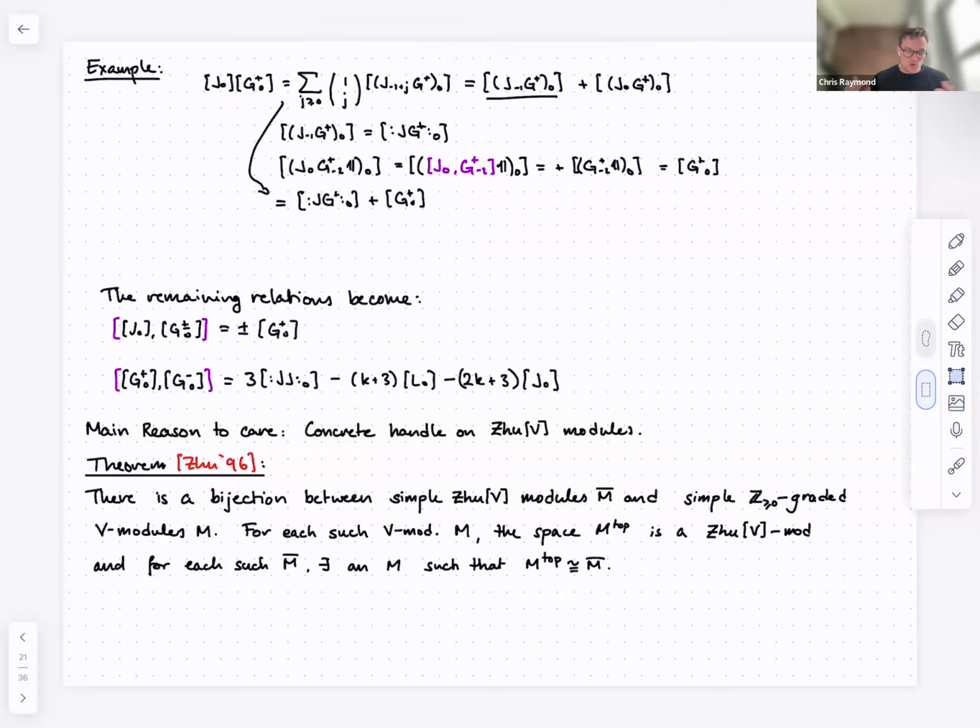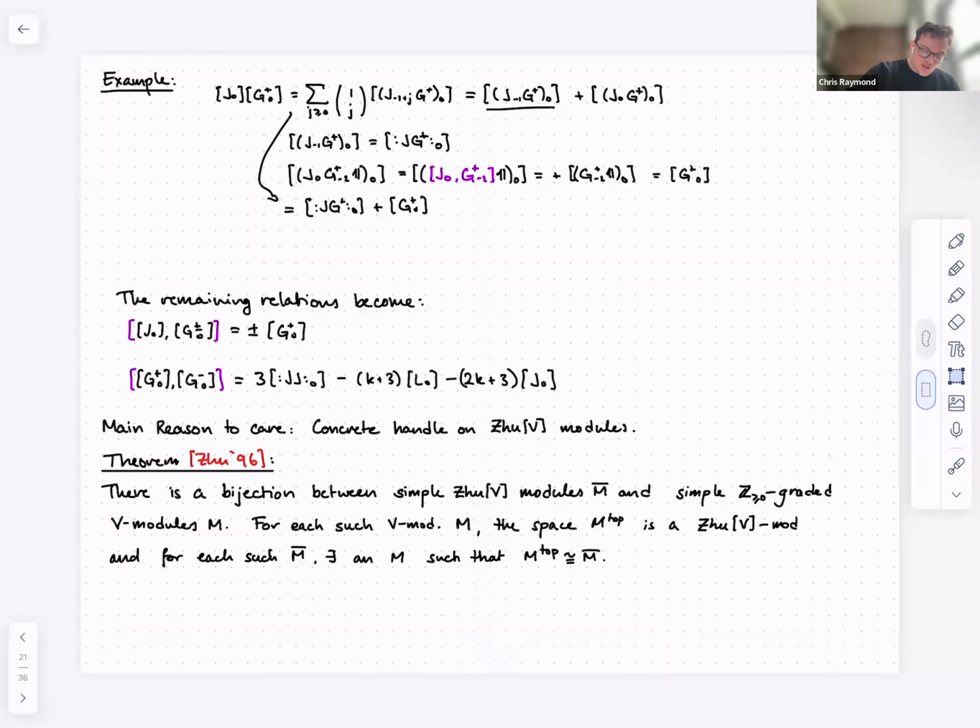So J0's commutator, again, I've written the commutators in purple because there's a lot of square brackets going around. Hopefully people can follow. The commutator of J with a G plus minus gives me plus minus whatever I had before. Then the only other thing left for me to calculate is the commutator of a G plus and a G minus, and that's a little bit complicated. We get kind of a mess. But the main reason to care about such a calculation is that this gives us a really concrete handle on the Zhu algebra. And we have such a nice concrete presentation of this algebra that it's very straightforward for us to then go ahead and study Zhu modules, right?